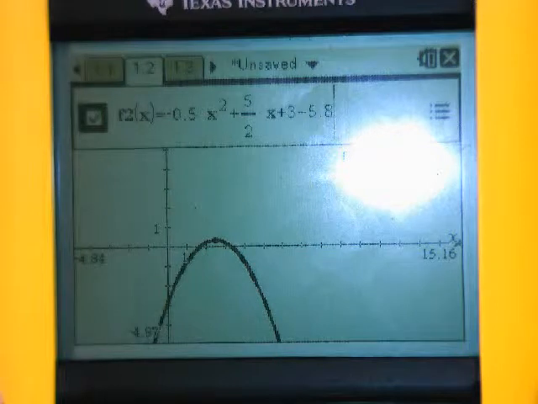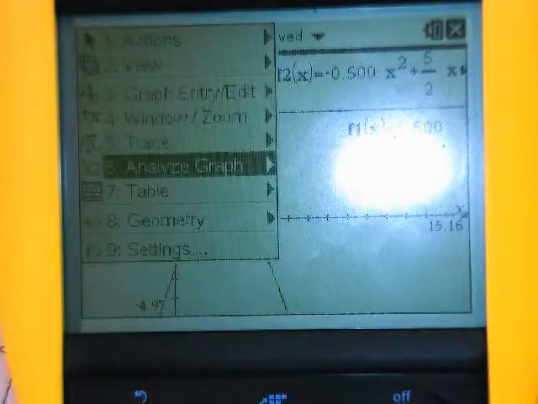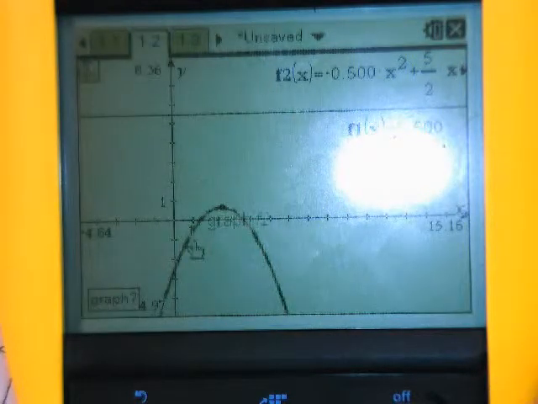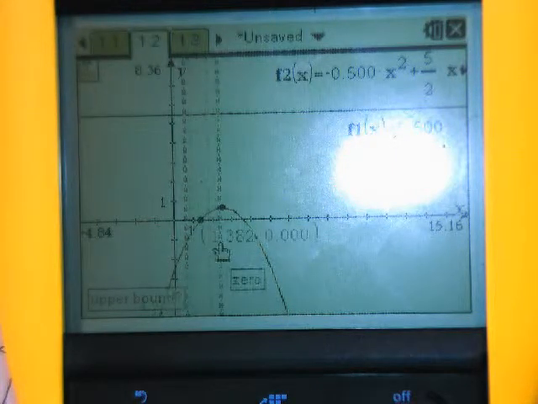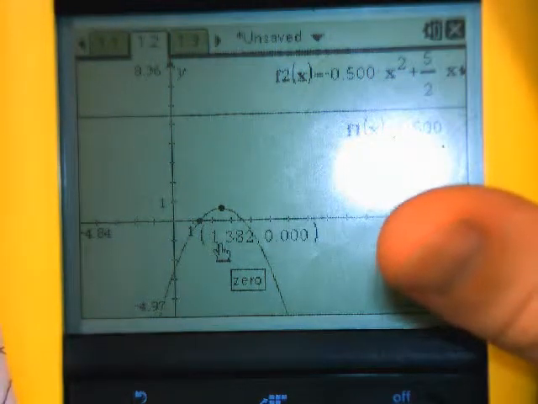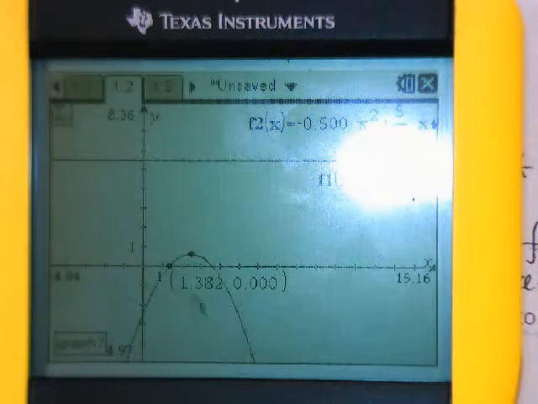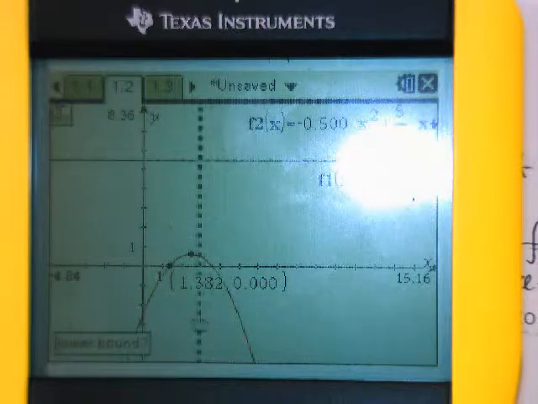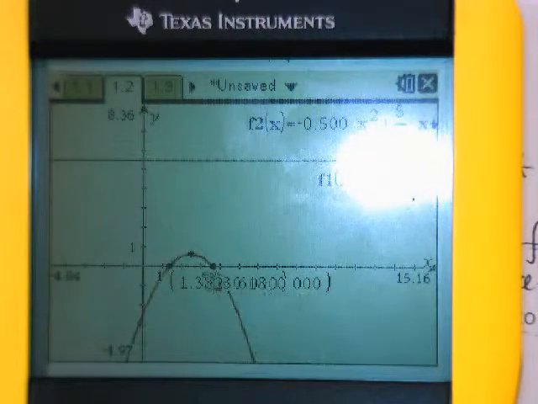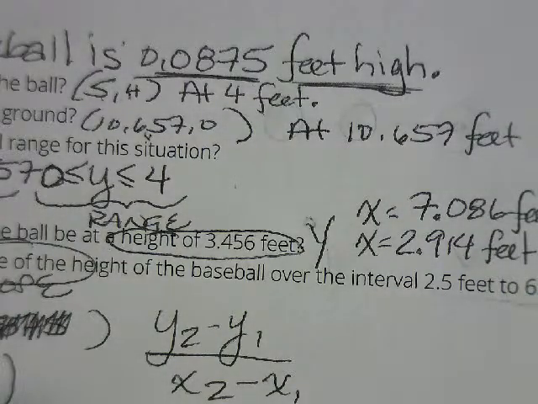Okay, so go to menu, analyze your graph, find the 0, and we're going to have a 0 at 1.382. We'll also have a 0, menu, analyze graph, 0, at 3.618. So 3.618, comma 0.